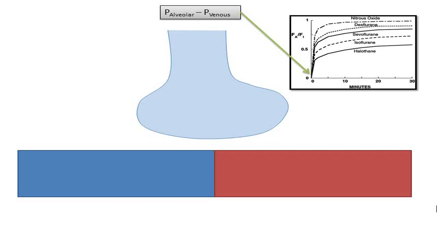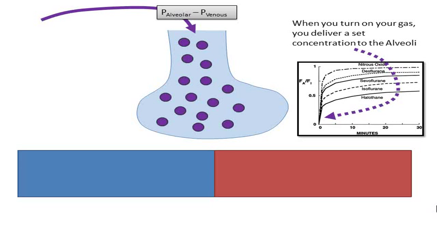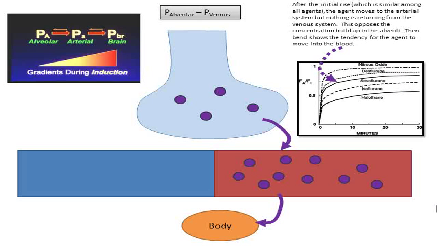And in this case, I got purple molecules, so let's imagine iso here. So you've primed your circuit full of isoflurane. You take a deep breath. Do you see why that immediately spikes, goes straight up? That slope goes straight up because your concentration in your alveolus is skyrocketing. Okay? And then you start to equilibrate with the blood, and that's where you start to see the bend.